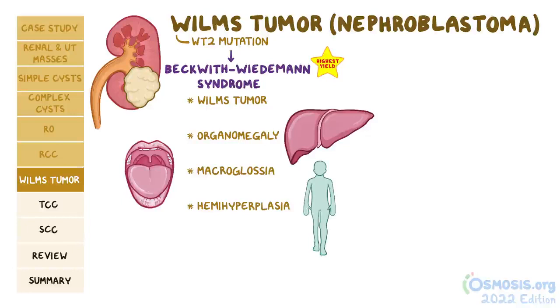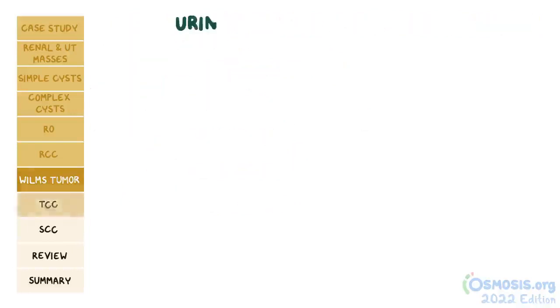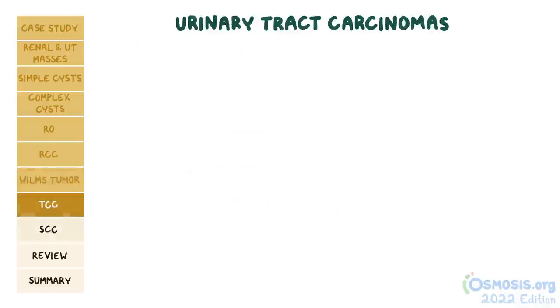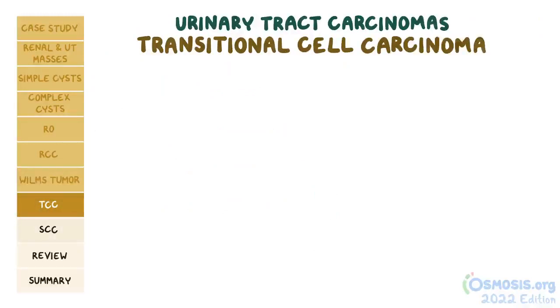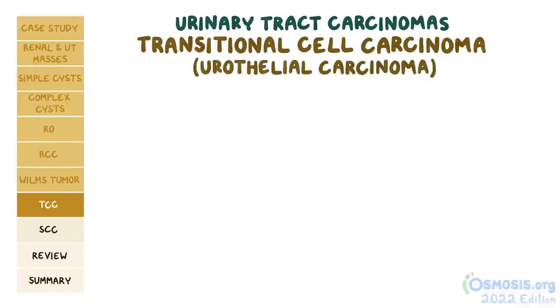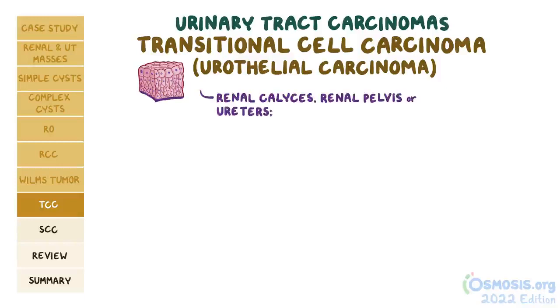Okay, we're done with renal masses. Let's move on to urinary tract carcinomas. Let's begin with transitional cell carcinoma. This is also known as urothelial carcinoma, because it originates in the epithelium that lines the organs of the urinary system. Because of this, transitional cell carcinoma can occur in the renal calyces, renal pelvis, or in the ureters, but it's most commonly found in the bladder.